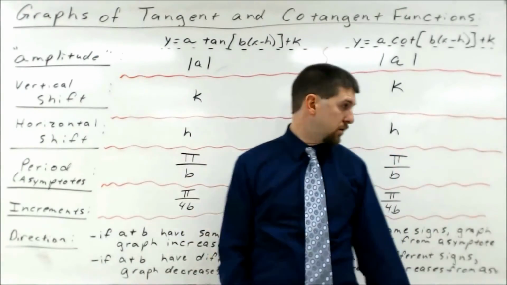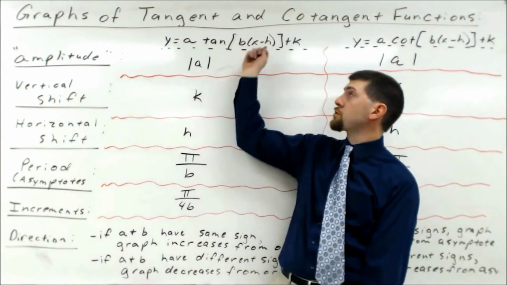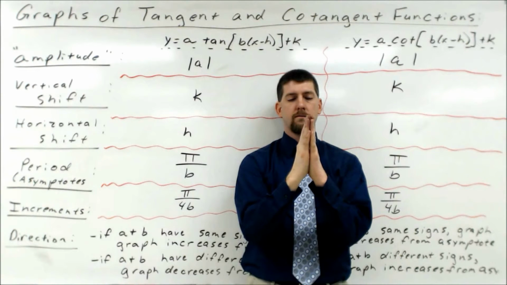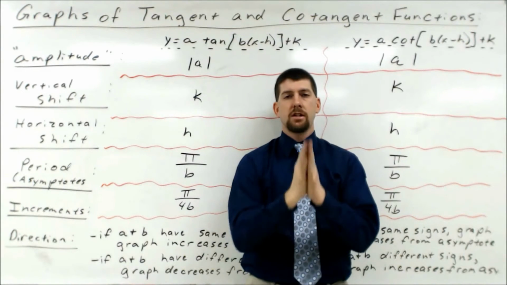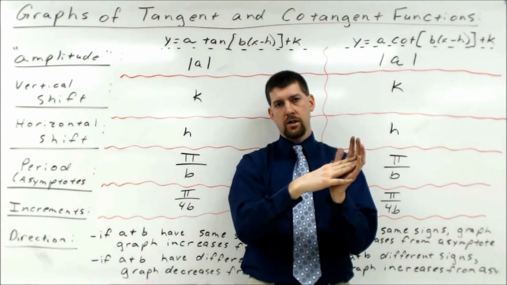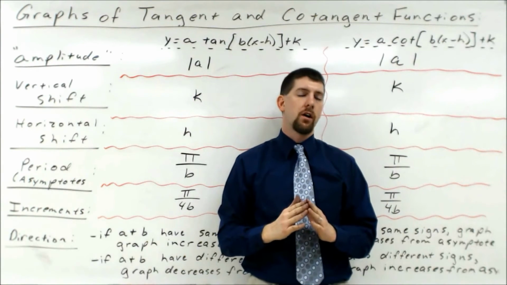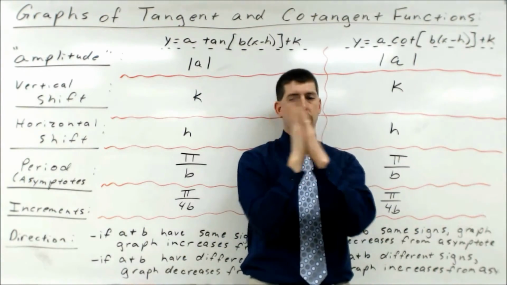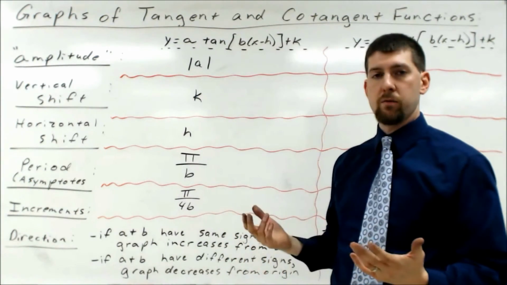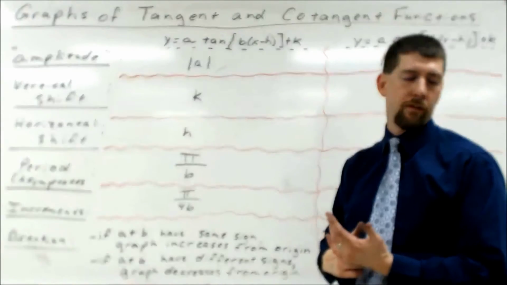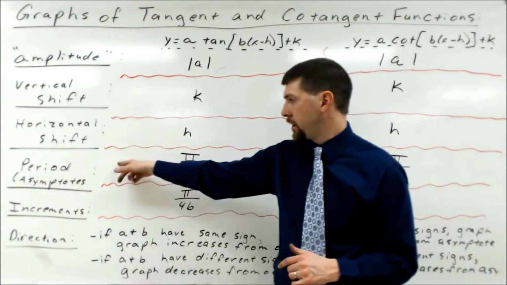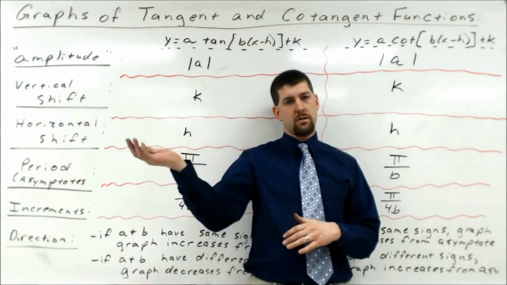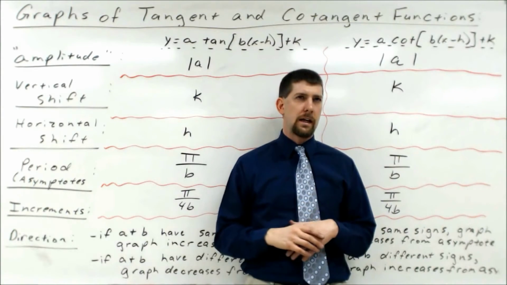Horizontal shift is still going to be H, because it's what we were subtracting from the x values. For tangent, the horizontal shift is going to move where we cross the origin, right or left. For cotangent, remember, it's going to move that first asymptote that we're working off of, right or left. Period, we talked about before, is only half of what sine and cosine's period is. So period is going to be pi over b for both tangent and cotangent, because it only takes half of a rotation.